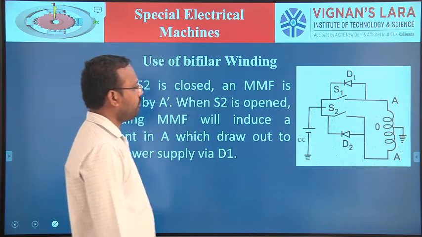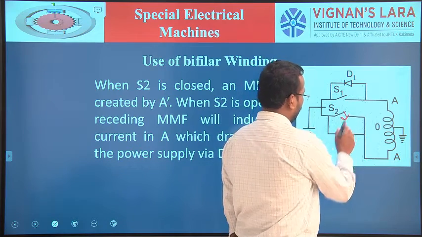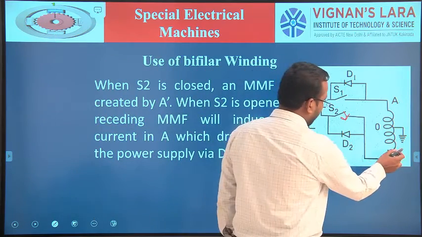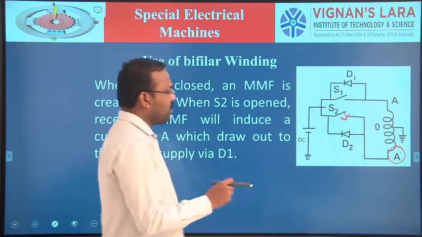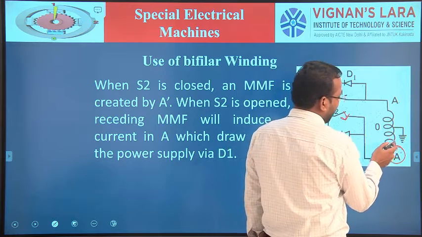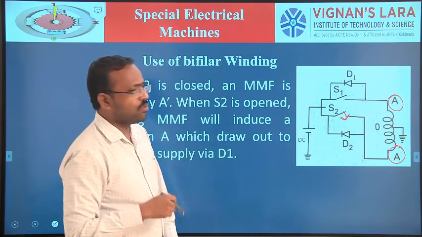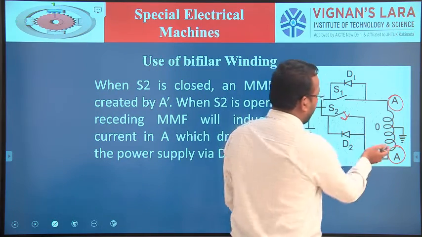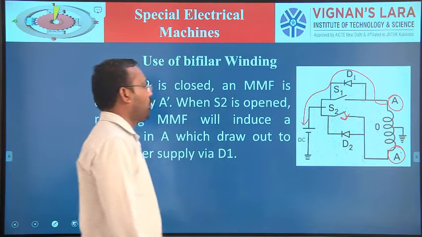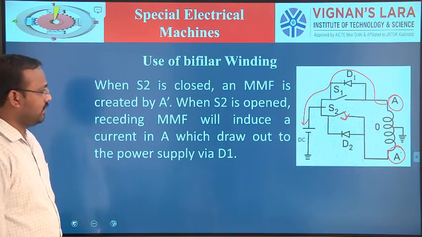Next step, S2 is on. It is going to close. Similarly, MMF is induced in A prime. When S2 is turned off, what happens? The receding MMF will flow in A. So now S2 is open, meaning the current is receding, and it will follow this path. The current will move to the supply through diode D1. This is for the bifilar winding.